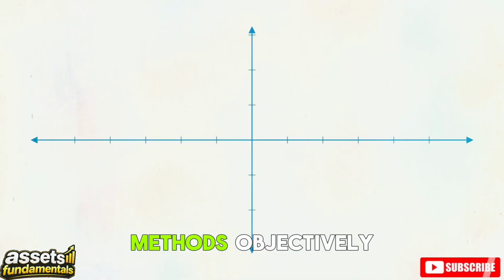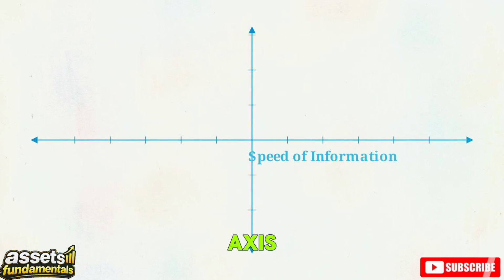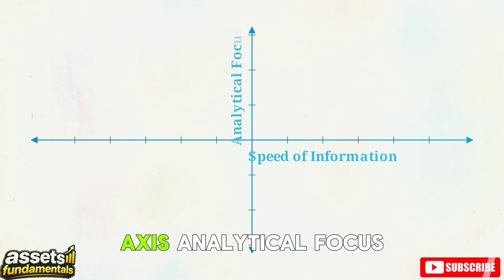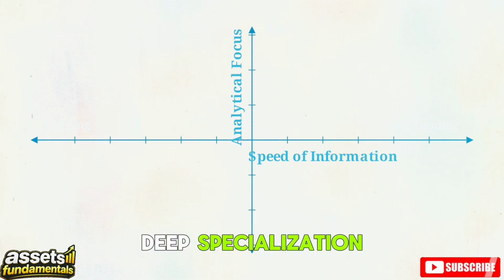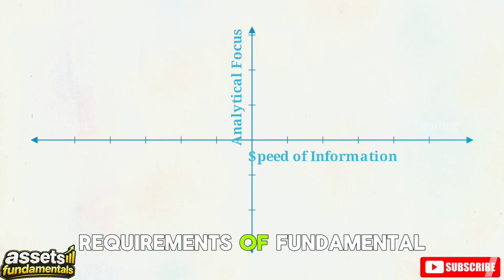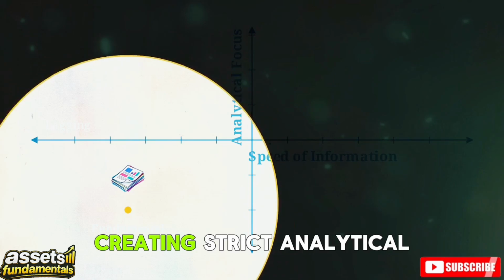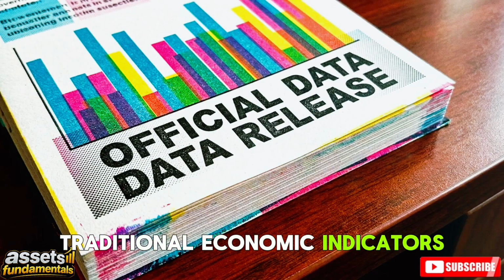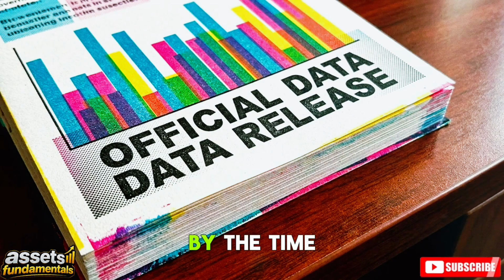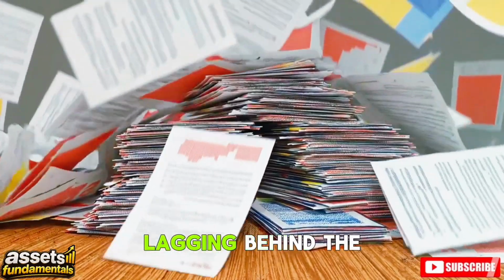To evaluate these methods objectively, we can map them on this quadrant chart. On the horizontal axis, we measure the speed of information, from lagging to leading. On the vertical axis, analytical focus, ranging from broad adaptability down to deep specialization. The massive data requirements of fundamental research force analysts to specialize in just one or two sectors, creating strict analytical tunnel vision. Furthermore, traditional economic indicators are only released quarterly or monthly. By the time this avalanche of financial documents hits your desk, the data is inherently lagging behind the real-time reality of the market.